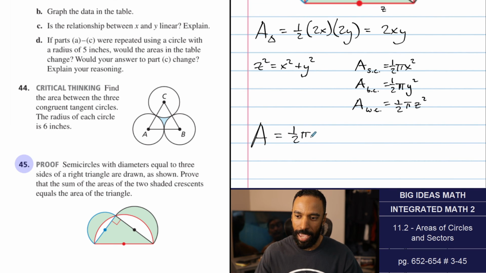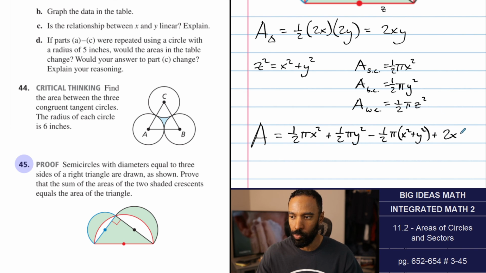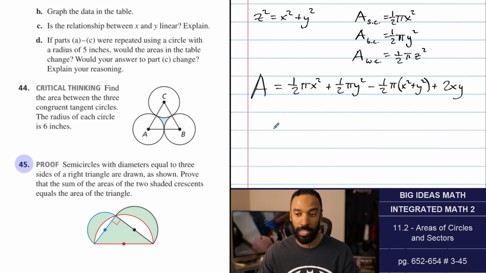So 1/2 pi x squared plus 1/2 pi y squared minus 1/2 pi z squared. There's more I have to say on that because that's x squared plus y squared. Plus, got to include the area of the triangle again, 2xy. Basically, this should wipe out and this should just become 2xy is really the point.